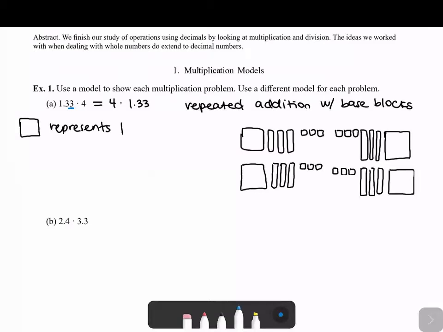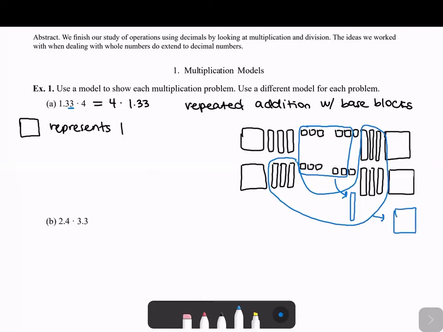So we can start regrouping. So first I'm going to regroup our units. So I'm going to take 10 of them, and I'm going to make a long out of that. And then we have 6 longs on this side, 7. And we can regroup these 10 longs to give us another flat. Okay, and we can't regroup the flats at all because we just have 5 of them.